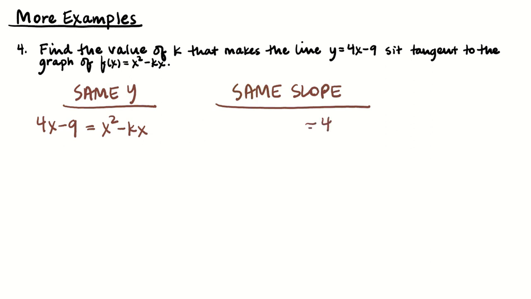So I need 4 to equal 2x minus k, right? Because that's the derivative of f of x. It's going to be 2x minus k. So I need 2x minus k equals 4. It's like, oh man, what am I going to do here? This isn't a linear system. I'm not just going to be able to use substitution or elimination.